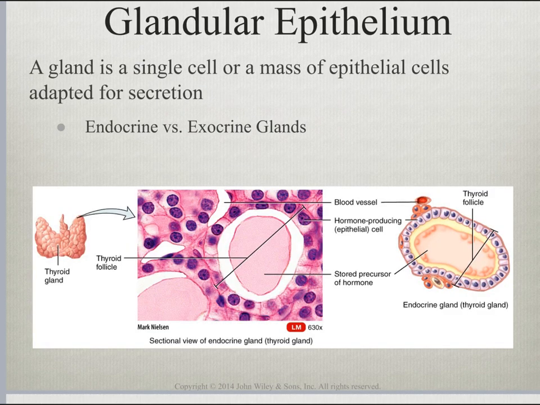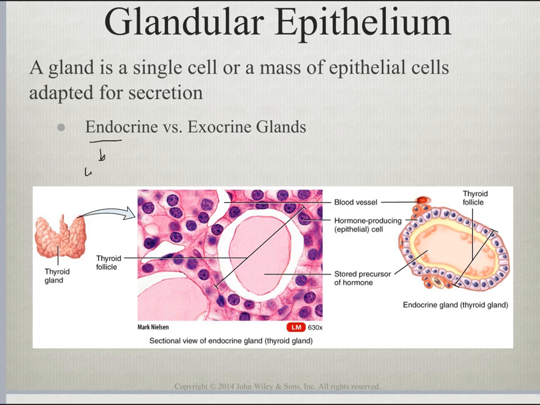Glandular epithelium. A gland is a single cell or a mass of epithelial cells adapted for secretion. We can classify glands via two mechanisms. Either they are endocrine or exocrine. Let's look at our terminology.